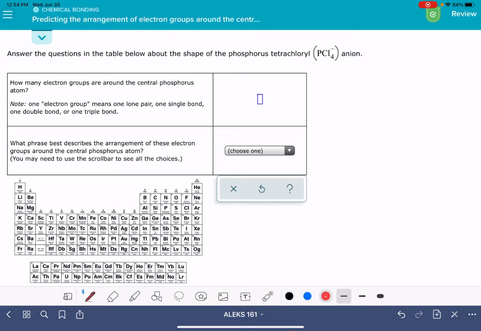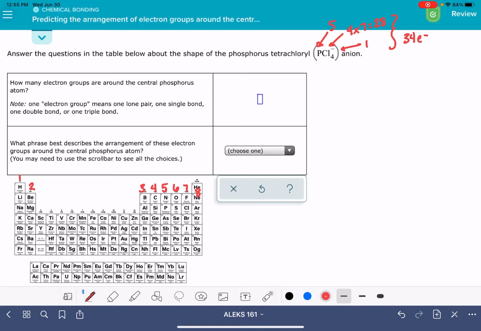And to draw the Lewis structure, the very first step is to count up the number of valence electrons that are in all of the atoms in the molecule. So I have a phosphorus atom, which is in the 5th column. That's got 5 valence electrons. I have 4 chlorine atoms, and each chlorine atom has 7 valence electrons. And then also I have a -1 charge, which is 1 electron. So 5 plus 28 plus 1, this is a total of 34 electrons.